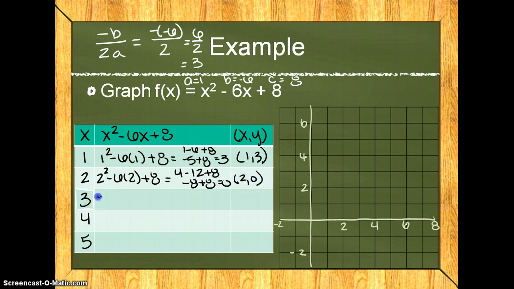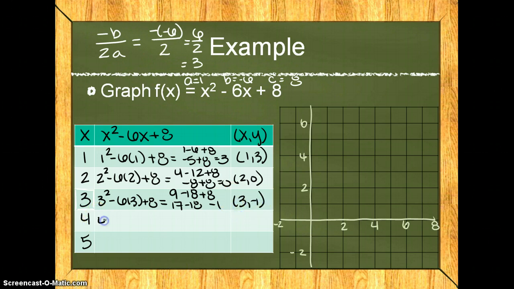Plug in 3. You'll get 3 squared minus 6 times 3 plus 8, and that's going to be 9 minus 18 plus 8, which is 17 minus 18, which is negative 1. So 3, negative 1 is another point.